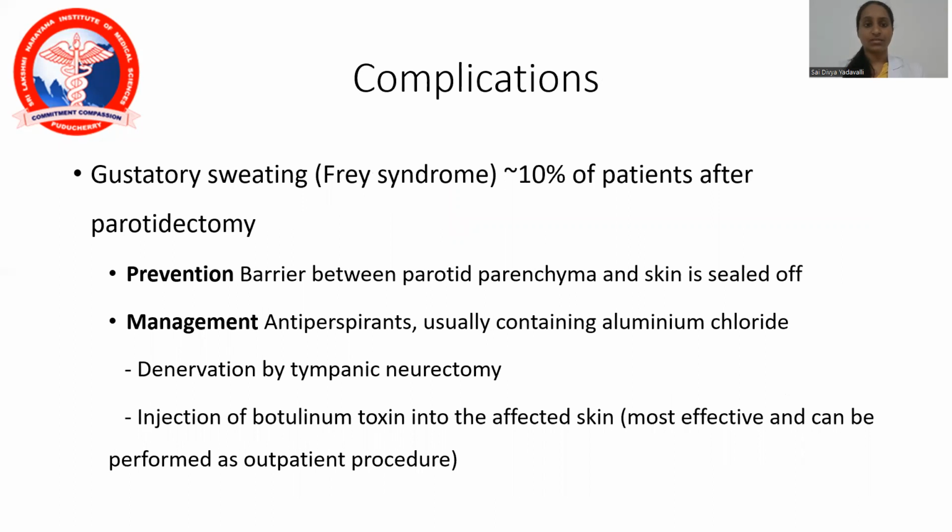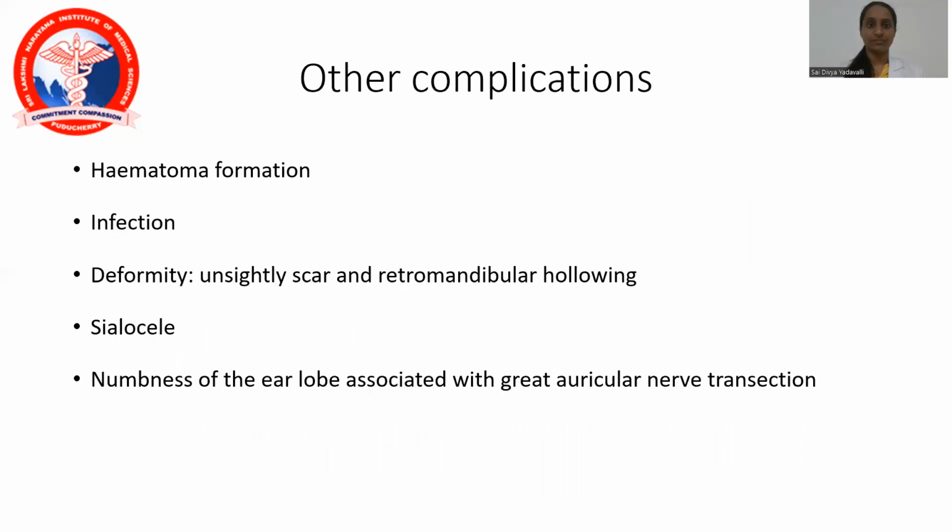Other complications include gustatory sweating or Frey syndrome, which is seen in 10% of patients after parotidectomy. Frey syndrome can be prevented by maintaining a barrier between the parotid parenchyma and the skin. The management of Frey syndrome includes antiperspirants, which usually contain aluminum chloride, or denervation by tympanic neurectomy, or injection of botulinum toxin into the affected skin, which is the most effective and can be performed as an outpatient procedure.